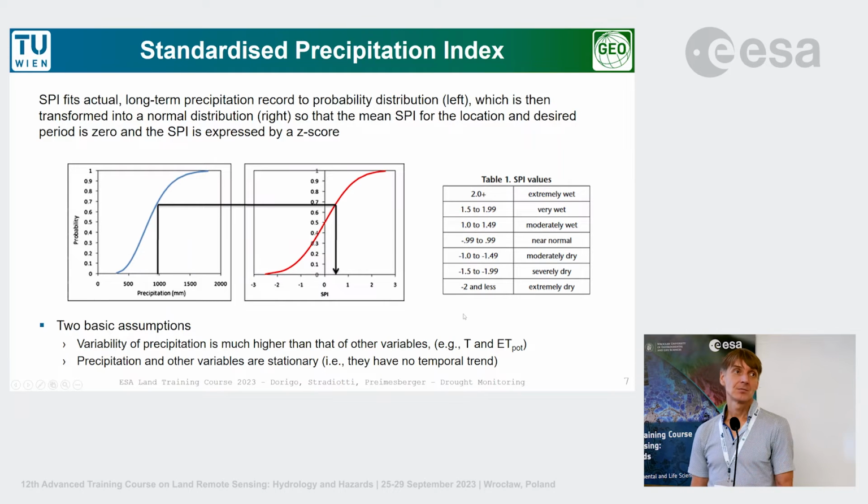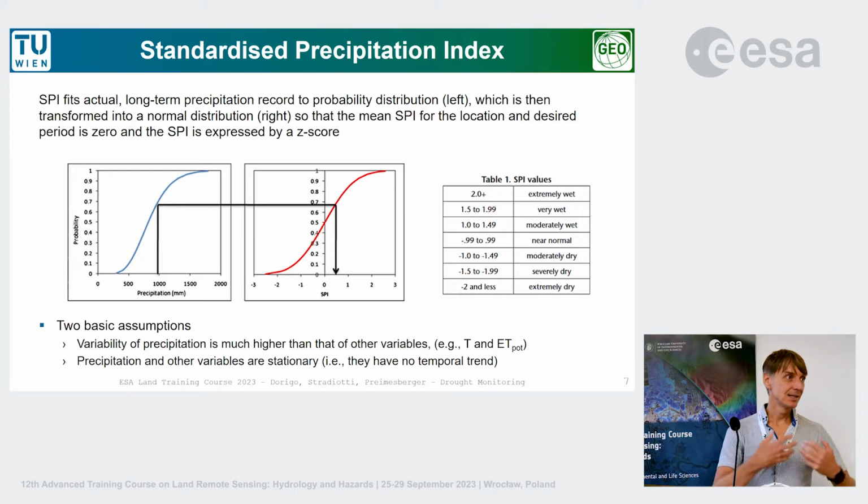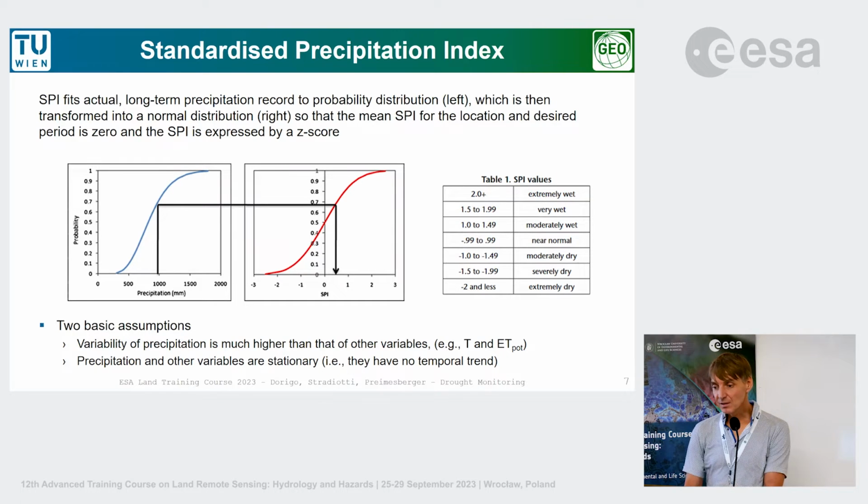Then you can decide to categorize, because decision makers like easy pictures that can be easily interpreted. So you categorize that, for example, in 7 classes. Everything above 2 is extremely wet, everything below -2 is extremely dry, and there are different gradations in between. So this is one way to express drought. That can be done with precipitation, but you can also do it with soil moisture, and I'll show that later on as well.